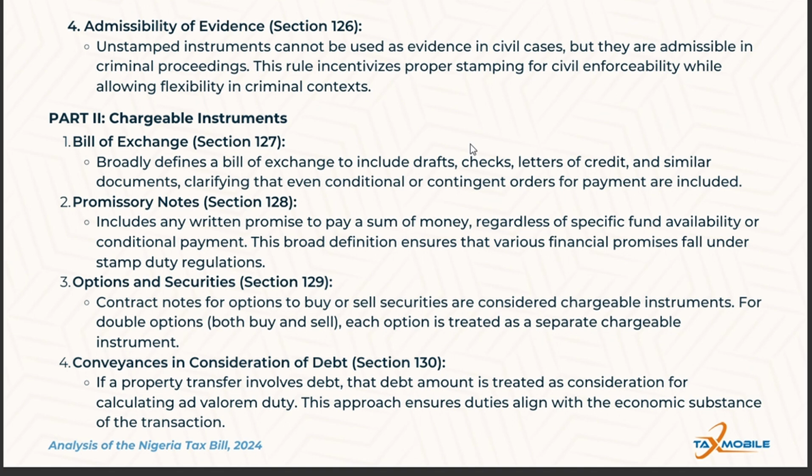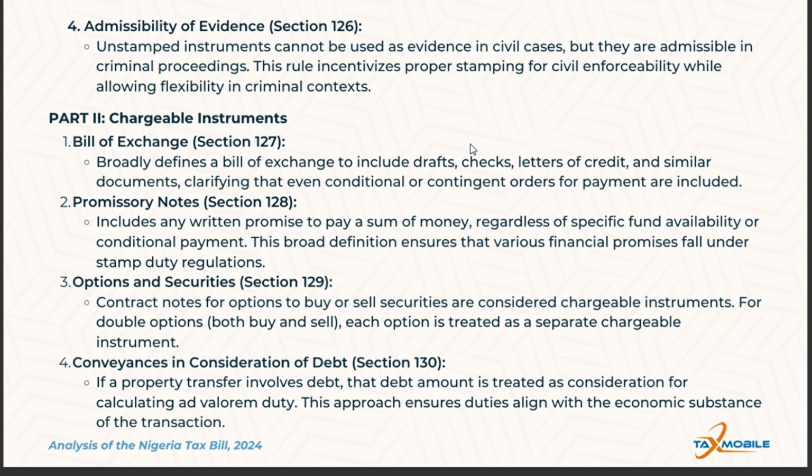Options and securities, section 129. Contract notes for options to buy or sell securities are chargeable. Both buy and sell options are treated as separate instruments and charged separately. So the purpose of this is to tax speculative and investment activities appropriately.